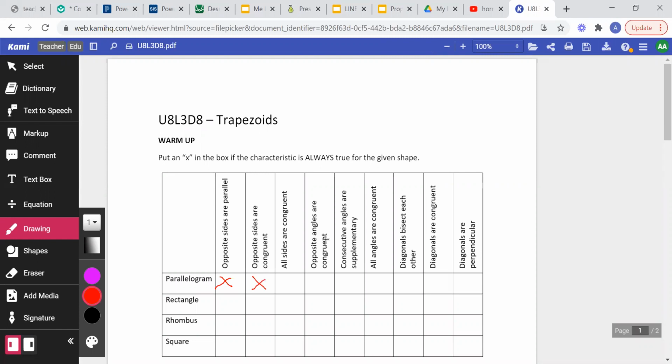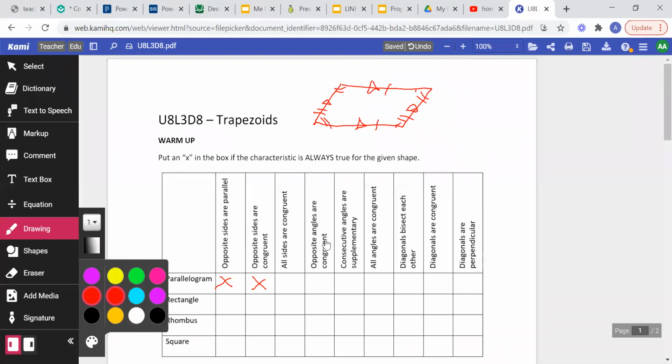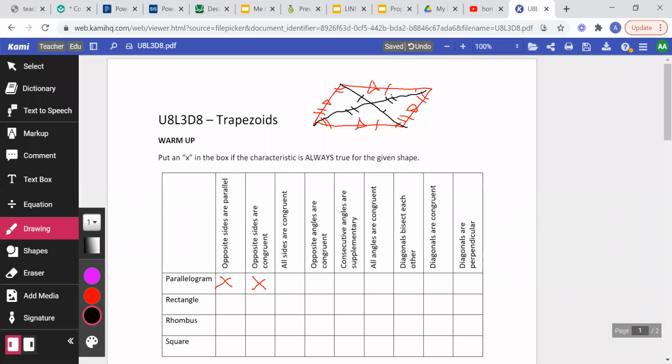Okay. This is a parallelogram. Can you hear me? Yes, I hear you. Avalon, you there? Yeah. Okay, this is a parallelogram. We know in a parallelogram, opposite sides are parallel and opposite sides are congruent. Opposite angles, look at opposite angles. Look at the diagonals. This piece is the same as this piece is the same as this piece.